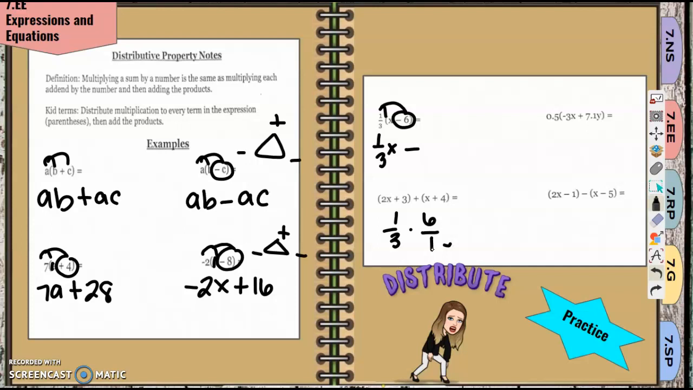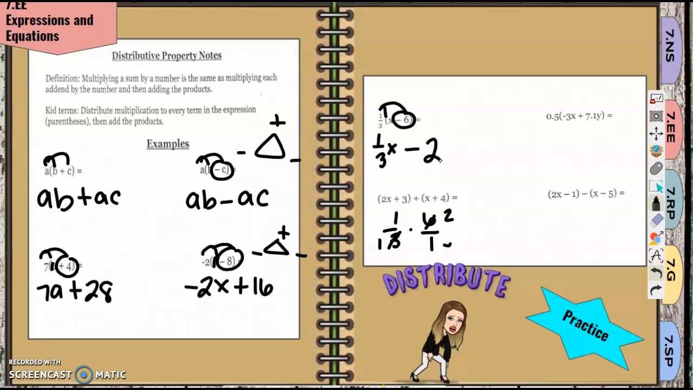And then we can simplify before we multiply. 6 and 3 are both divisible by 3. That leaves me with 2. 1/3 x minus 2. Again, those are not like terms, so I cannot simplify that. That is my answer.